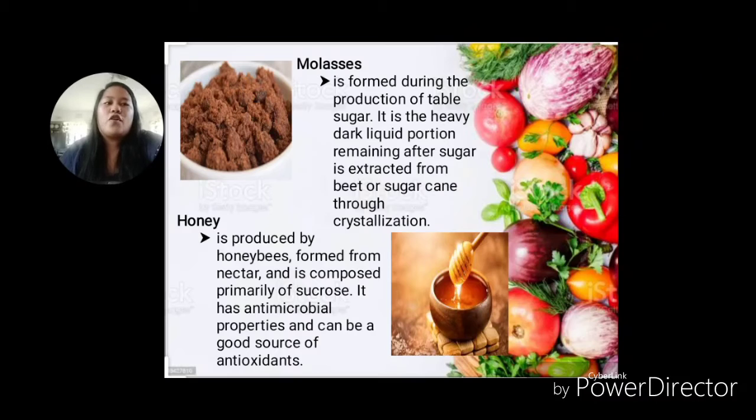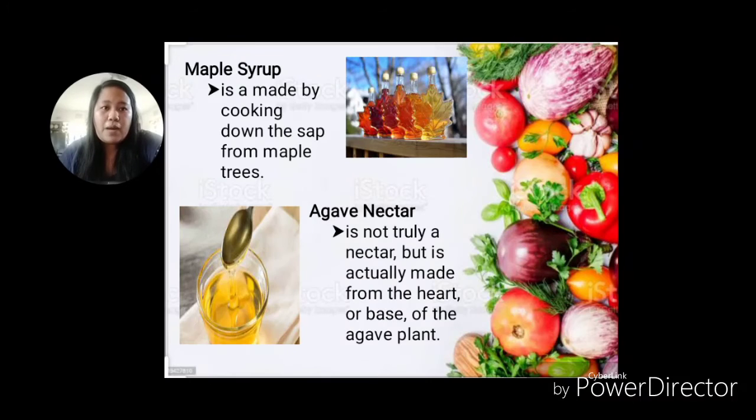Molasses. Molasses is formed during the production of table sugar. It is the heavy dark liquid portion remaining after sugar is extracted from beet or sugarcane through crystallization. Honey. Honey is produced by honeybees, formed from nectar, and is composed primarily of sucrose. It has antimicrobial properties and can be a good source of antioxidants. Maple syrup. Maple syrup is made by cooking down the sap from maple trees. Agave nectar is not truly a nectar, but is actually made from the heart or base of the agave plant.